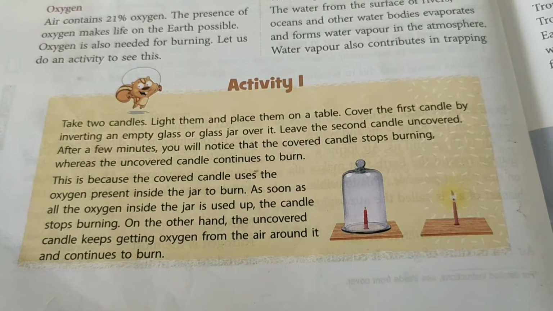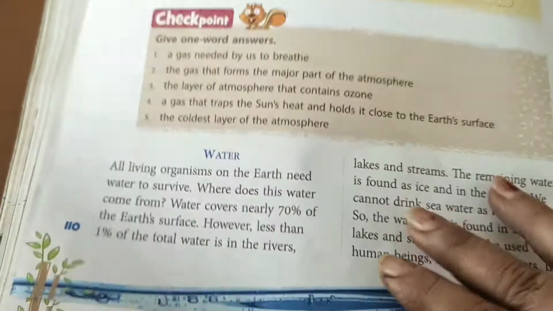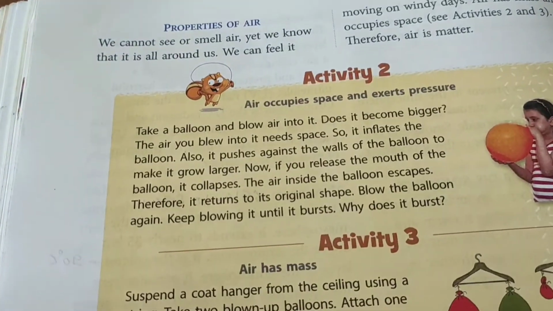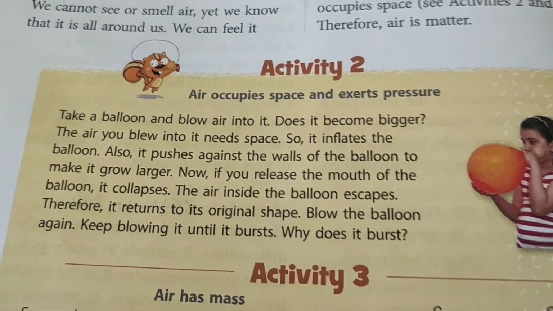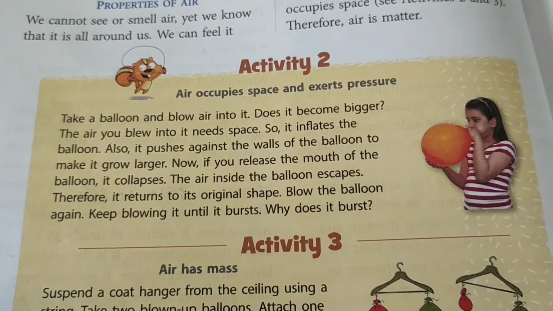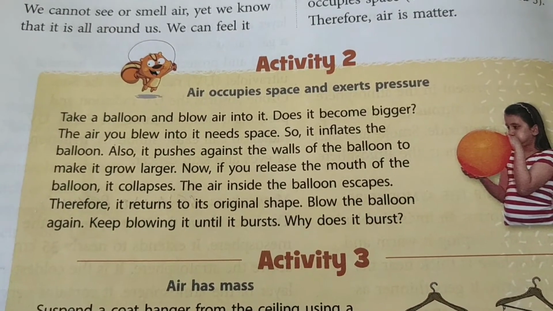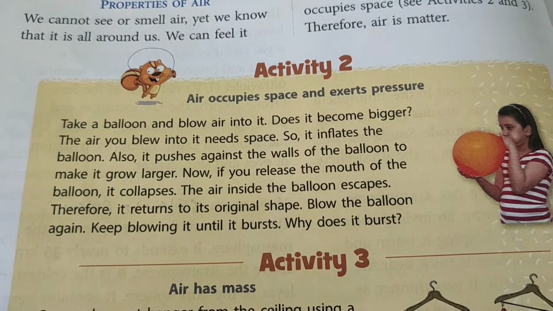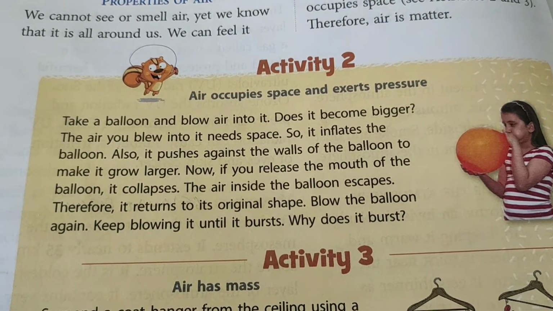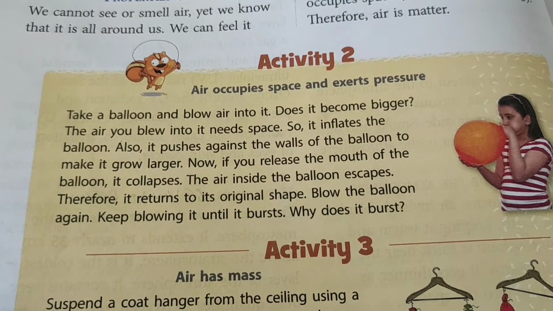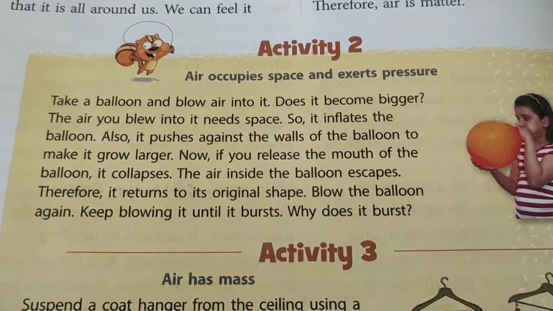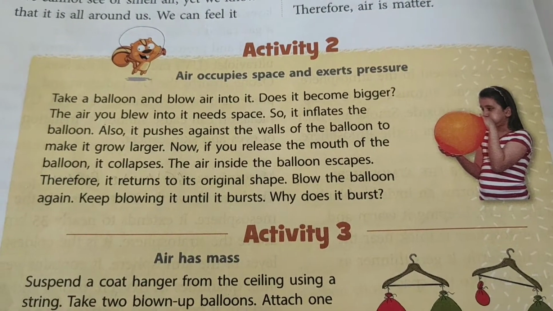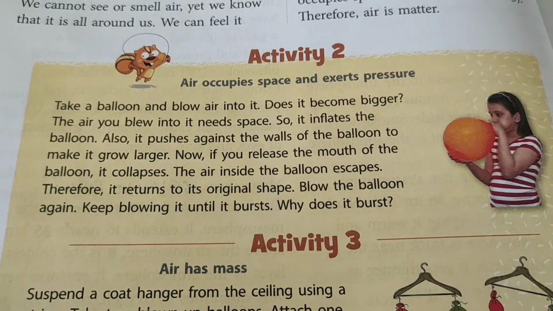Now let us do activity 2. Activity 2 talks about how air occupies space and exerts pressure. Now we know air is matter. So when air is matter, it means it occupies space, it exerts pressure, it has mass and it can be expanded or compressed. Now, air occupies space and exerts pressure. We'll show this with this activity.